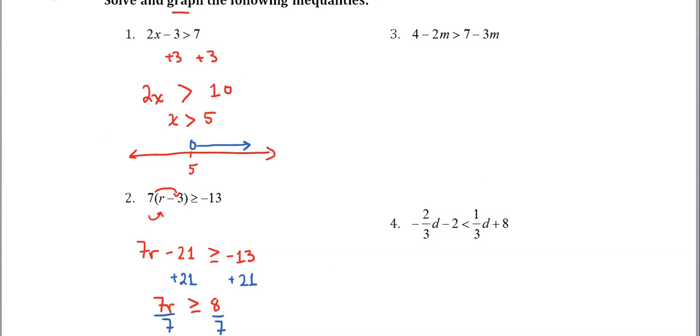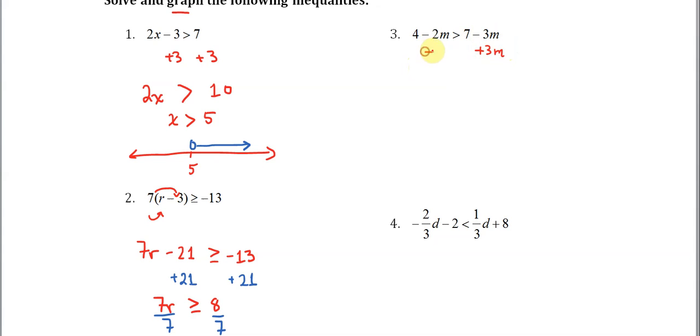All right, back up here to number 3. And this time we see that there are variables on both sides of the inequality, and that's perfectly fine. We can certainly work with that. So what we're going to do is try to get all the variables on one side and all the constants on the other side. And you can move 2m to the right, or you can move negative 3m to the left. Either way is fine. I'm going to start out by adding 3m to both sides.